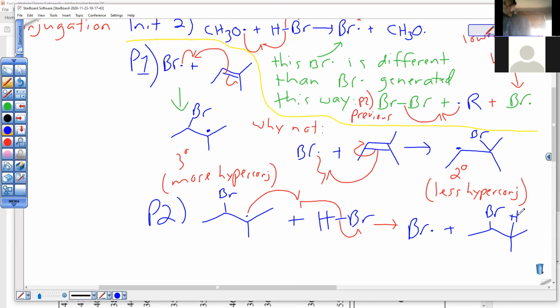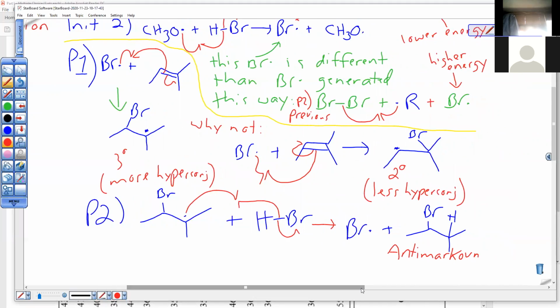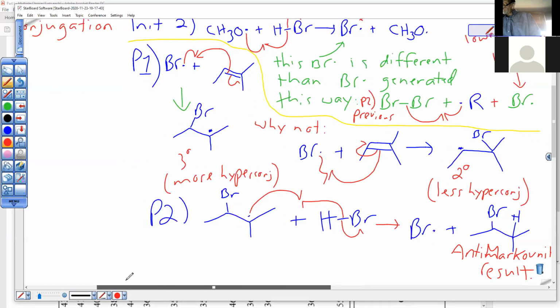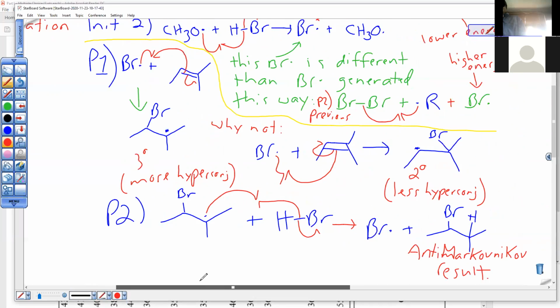And in the end, when you analyze where the group went, it's an anti-Markovnikov result. Oh, it's a dude. He's going to capitalize his name. So we have a way of making anti-Markovnikov alkyl bromides.